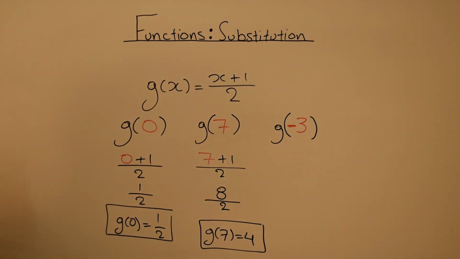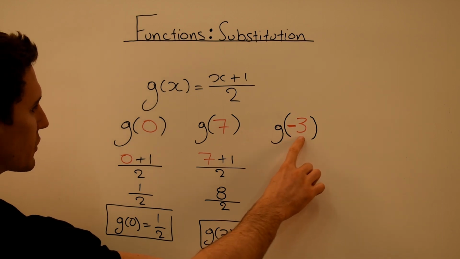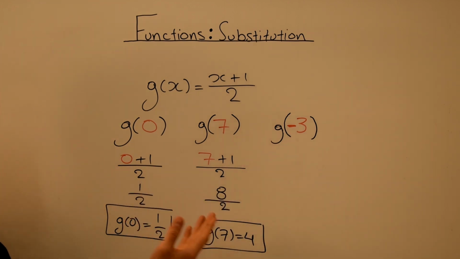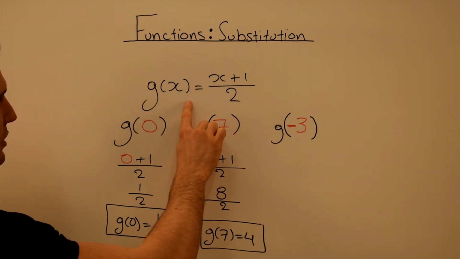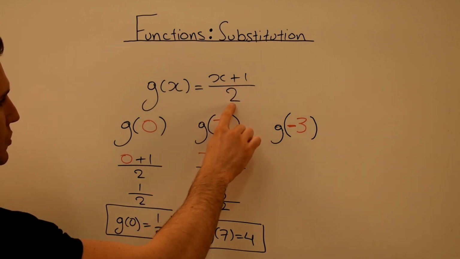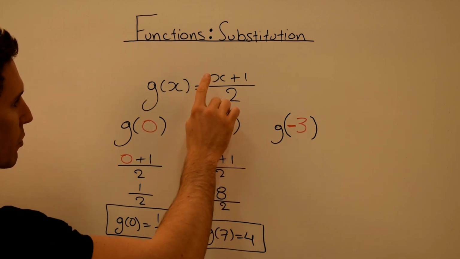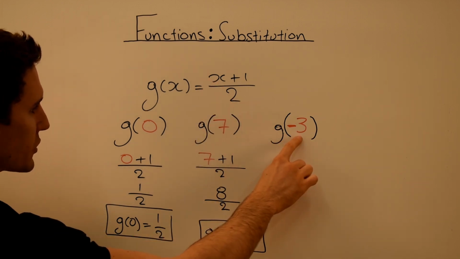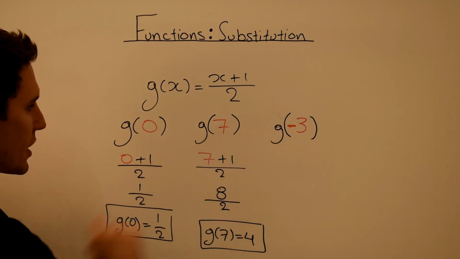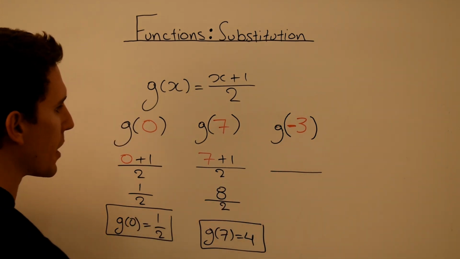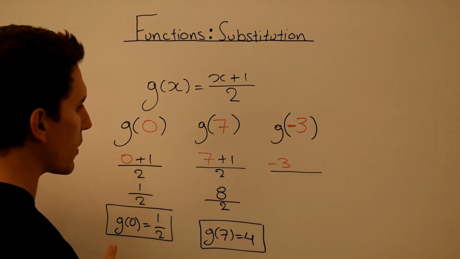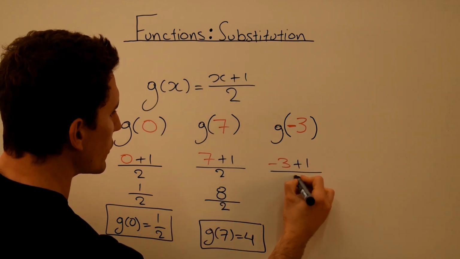And let's have a look at the final question here, which is g of minus 3. Now, in order to find what g of minus 3 is equal to, we'll go back to our formula for the function g of x, which is x plus 1 over 2. And we will replace x with minus 3, which is the number inside the brackets. Therefore, instead of x plus 1 over 2, we will have minus 3 plus 1 over 2.